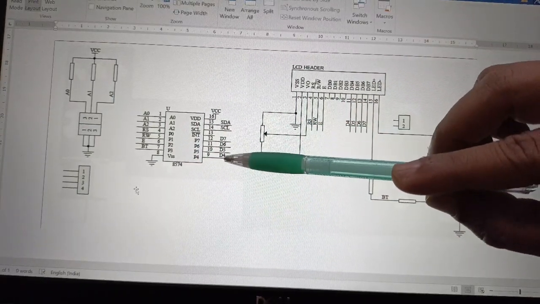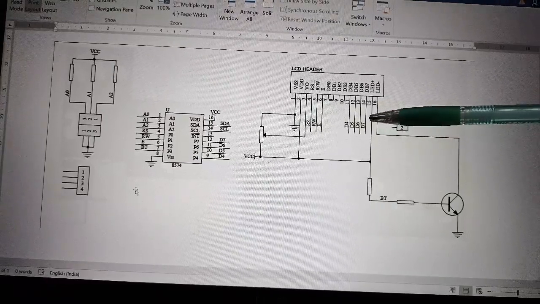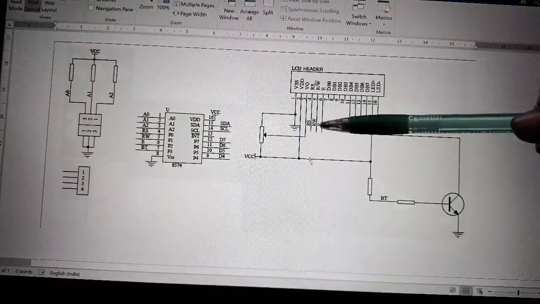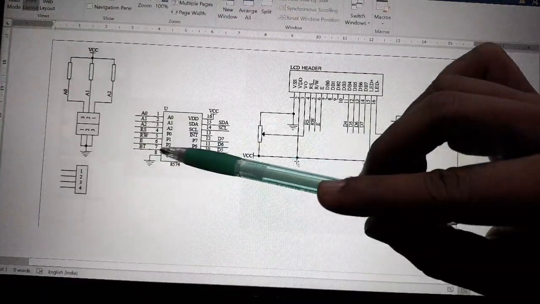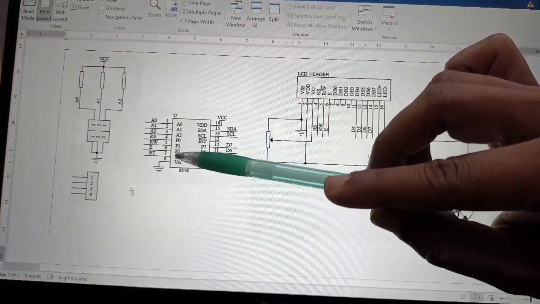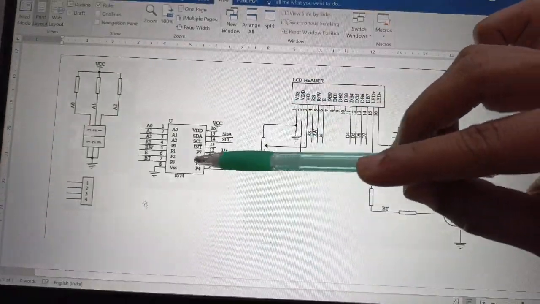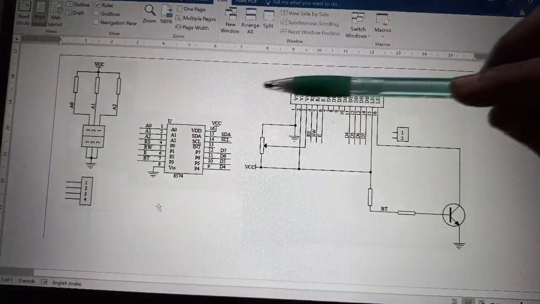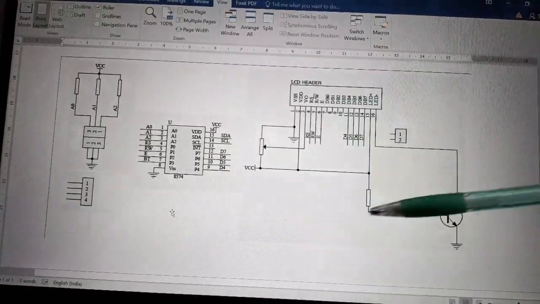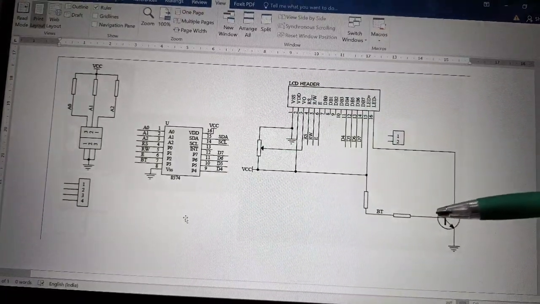Out of these, the 4 pins D4, D5, D6, D7 are connected to the LCD, and along with that, register select, read write, enable are the other corresponding pins here. So this is the circuit diagram of this PCF8574. How it was interfaced with the LCD module is shown here in the user manual of this PCF8574 board.